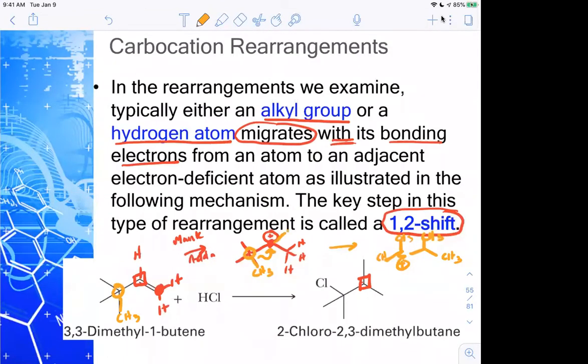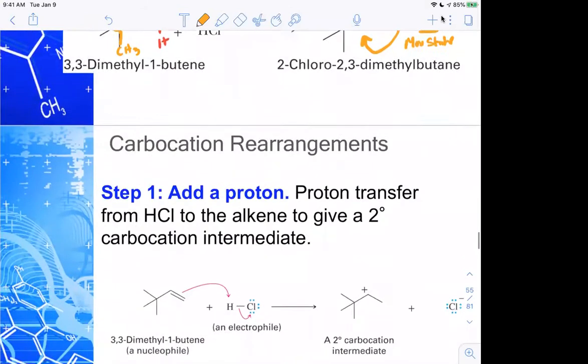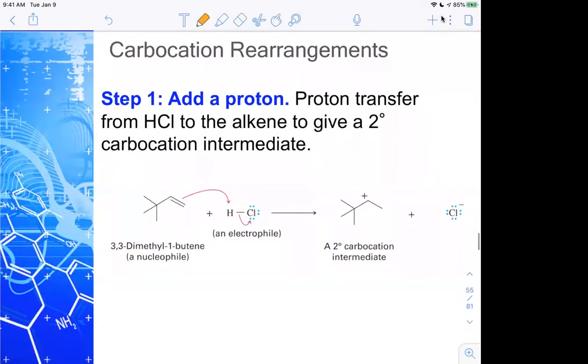It still has a hydrogen on it. And this is tertiary, this is secondary, this is much more stable. And now you can see my chlorine comes in and adds to that carbon to give this product. So this is a common occurrence. Let's look at how this happens.